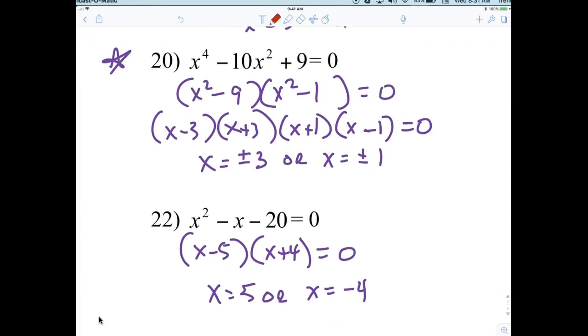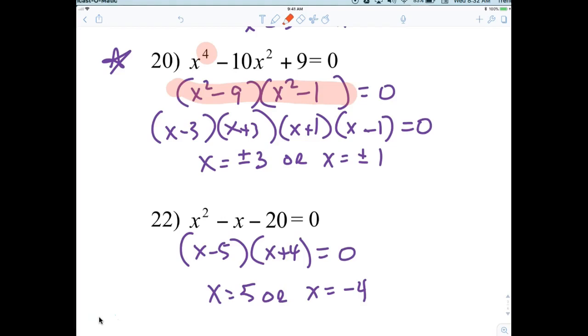Now, how many solutions are there? 4. There are 4, by the fundamental theorem of algebra. The exponent tells you the number of solutions. So if I have x to the 4th, I better have what? 4 solutions. You're supposed to be able to factor x squared minus 9 and x squared minus 1. Do you see that? Anybody have an issue on that? And then you factor what?